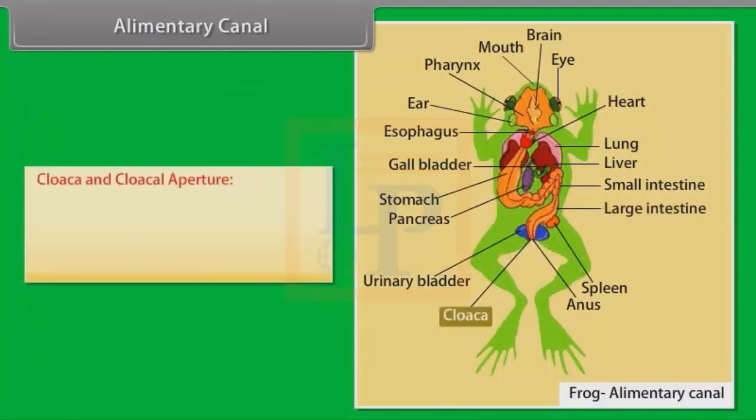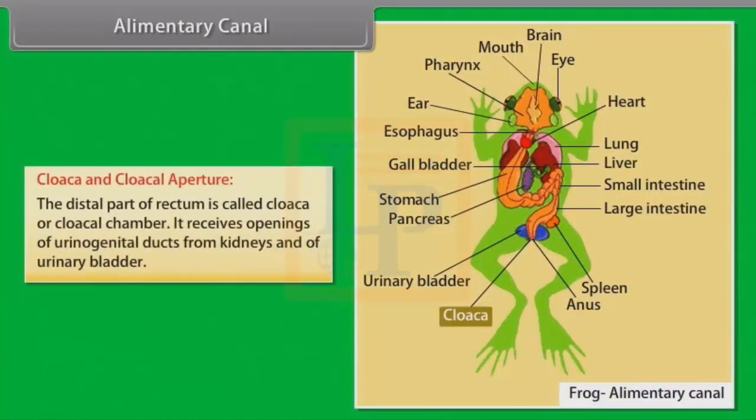Cloaca and cloacal aperture. The distal part of rectum is called cloaca or cloacal chamber. It receives openings of urinogenital ducts from kidneys and of urinary bladder.